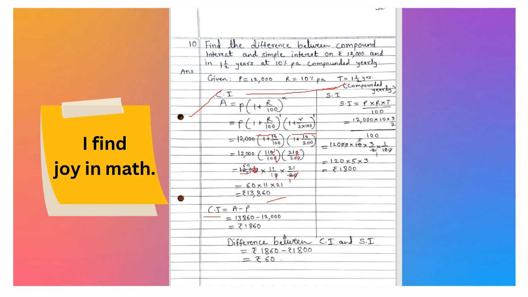Now we'll find out the CI. A minus P we have to do. When you subtract the principal from the amount, you will get 1,860. Now simple interest, you know how to calculate.